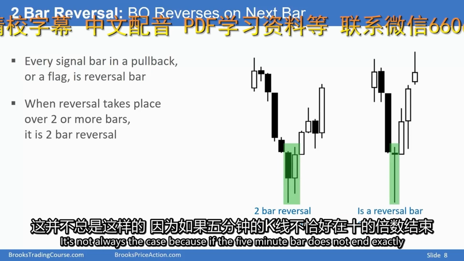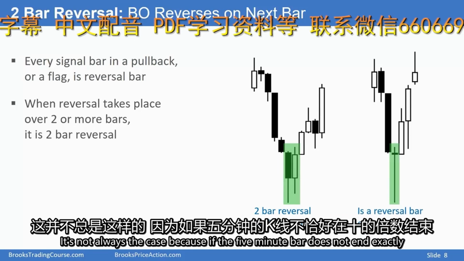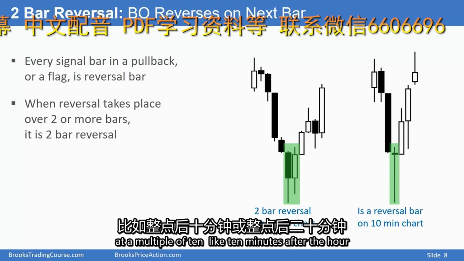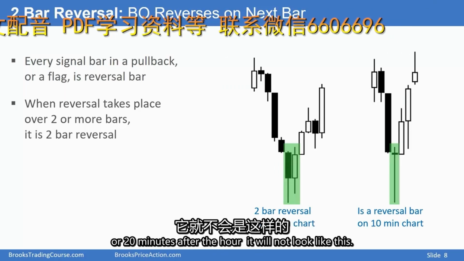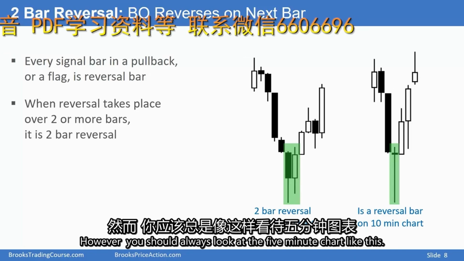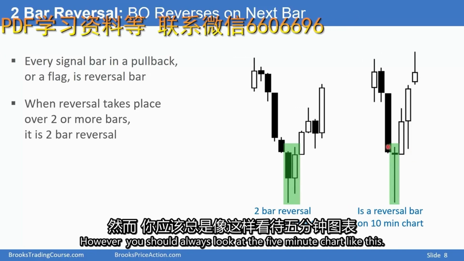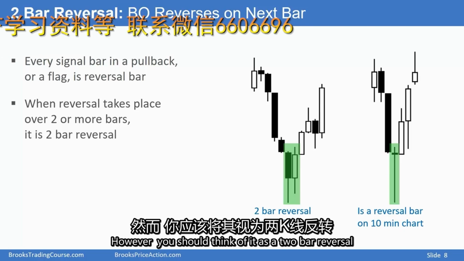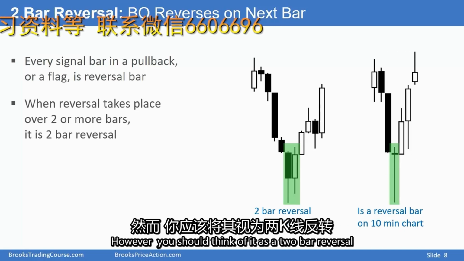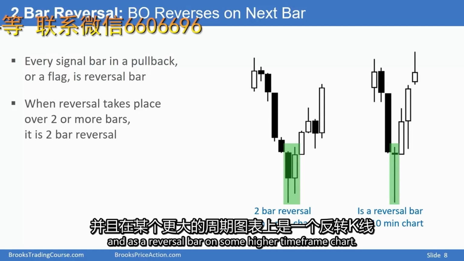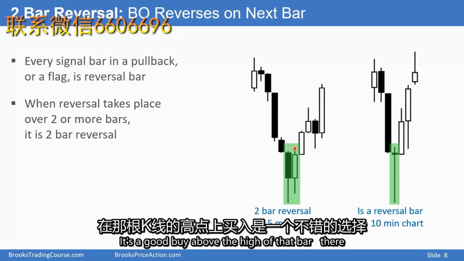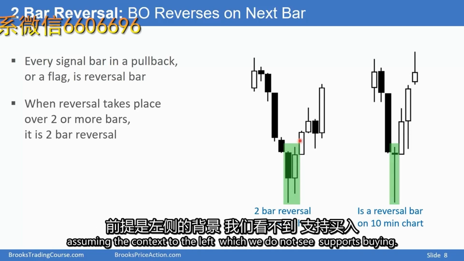If you look at a 10-minute chart, this is what it looks like. It's a reversal bar on a 10-minute chart. It's not always the case, because if the 5-minute bar does not end exactly at a multiple of 10, like 10 minutes after the hour or 20 minutes after the hour, it will not look like this. However, you should think of it as a 2-bar reversal and as a reversal bar on some higher time frame chart. It's a good buy above the high of that bar right there, assuming the context to the left, which we do not see, supports buying.